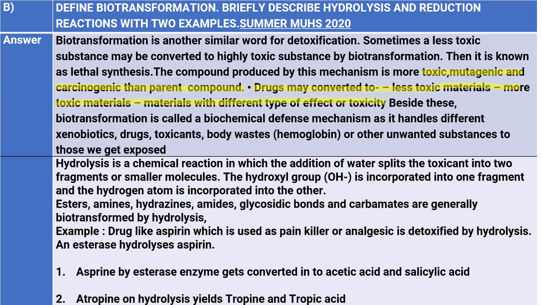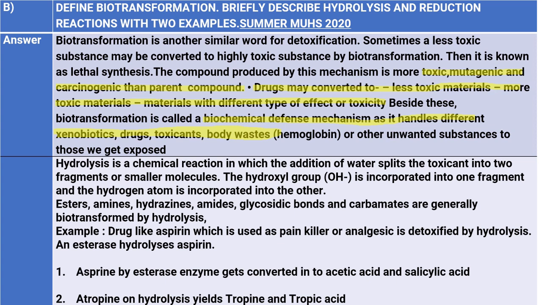Besides, the biotransformation is also called a biochemical defense mechanism, as it handles different types of xenobiotics, drugs and toxicants and body waste. So it is the mechanism where the conversion of less toxic compound to more toxic may be responsible for the side effect, and it is responsible for mutagenic effect or carcinogenic effect as compared to the parent compound. Okay.